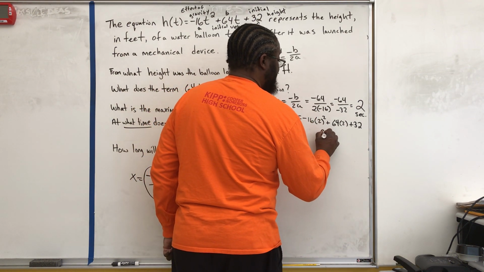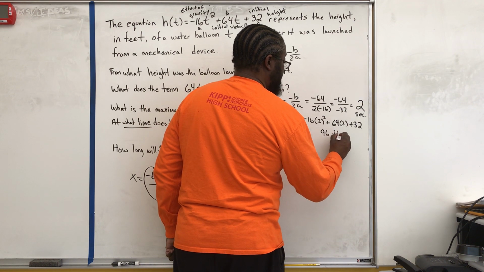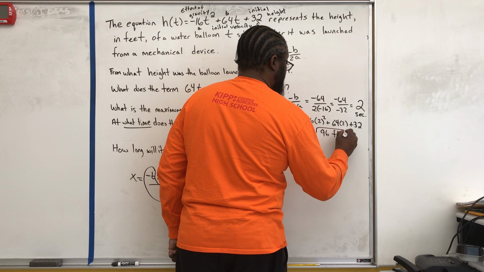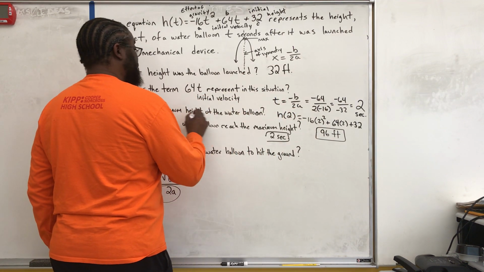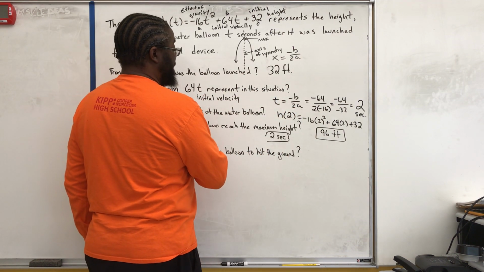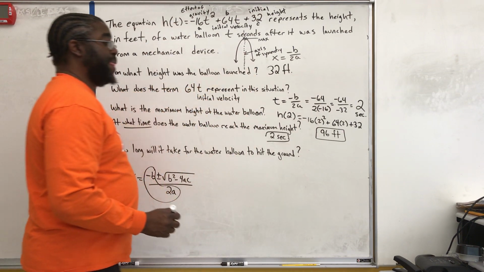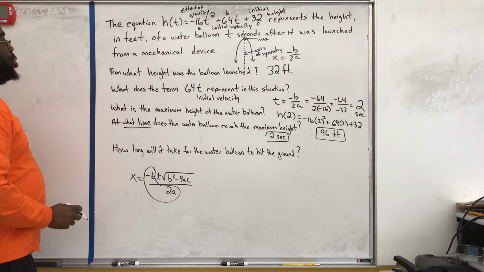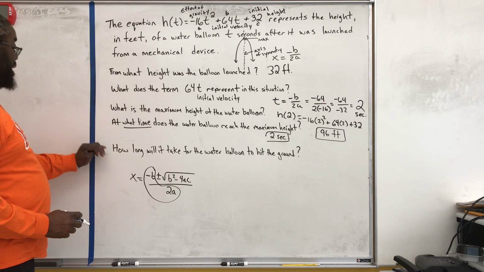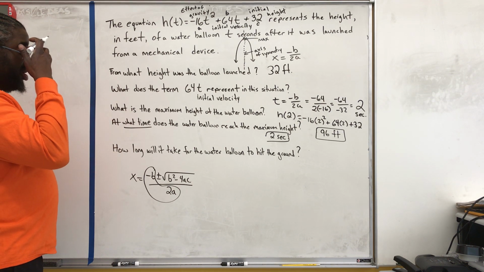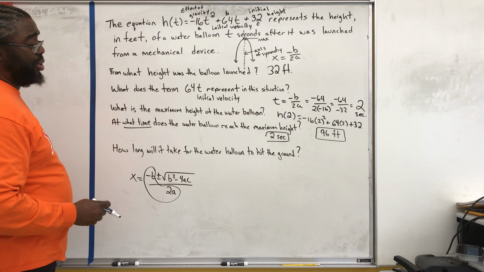So 96 feet is where my axis of symmetry happens, which was the maximum height of the water balloon. Okay, so we've answered 4 of my 5 questions. The last question: how long will it take for the water balloon to hit the ground?